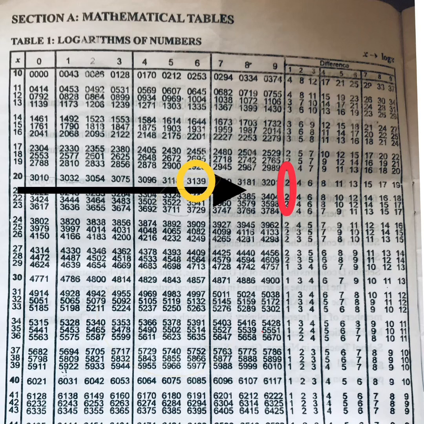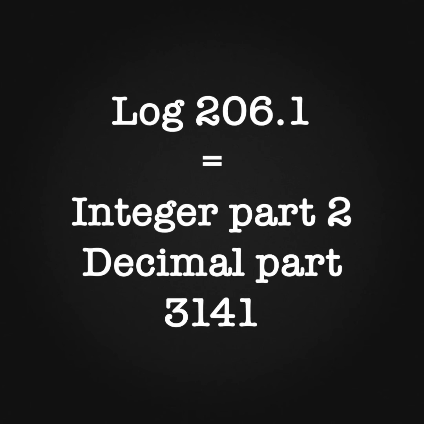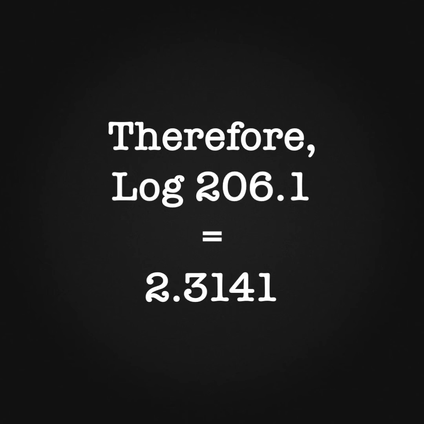So let me write it out. Now I have my integer part and decimal part. The integer part is 2, the decimal part is 3141. So let me put it the way it should be now. Now we have our answer. Log of 206.1 is 2.3141. Characteristic 2, mantissa 0.3141. And that is our final answer. Thank you.